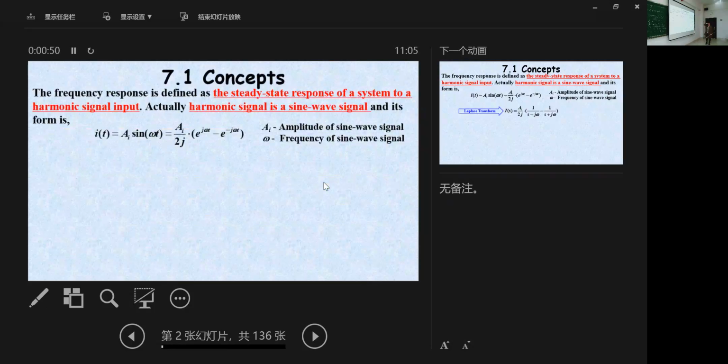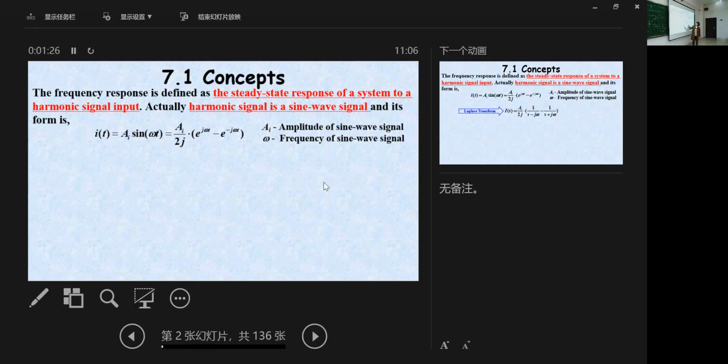So the concept: the frequency response is defined as the steady state response of a system to a harmonic signal. What we just used was a step, right? A straight line. But if you talk about frequency response, then what is the input signal? A harmonic signal. Actually, a harmonic signal is a sine wave signal, and its form is like this. The input is a sine signal.